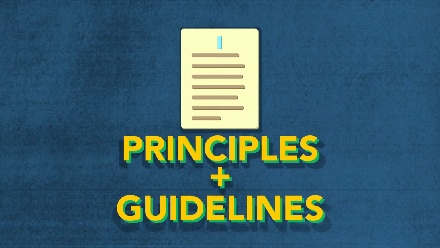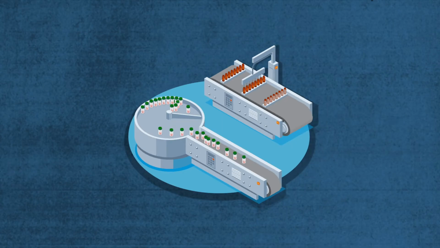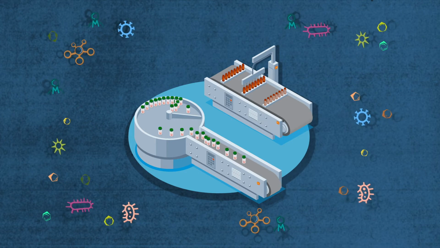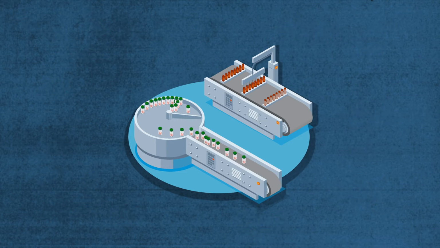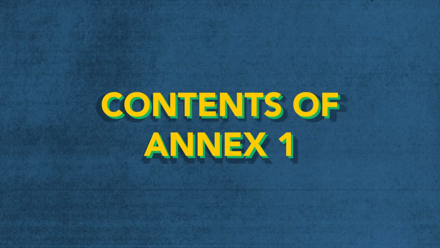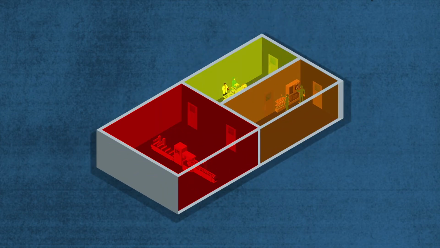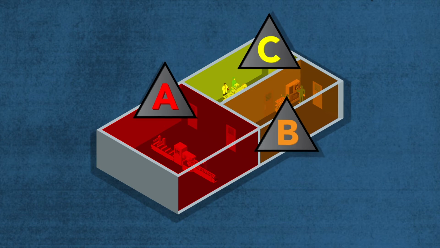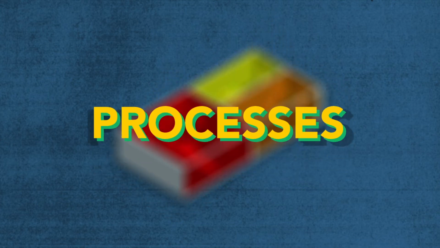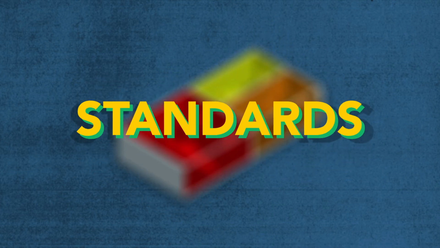It's common for some of the principles and guidelines in Annex 1 to be implemented in the production of non-sterile products, where the goal is to control and reduce the amount of contaminants. Annex 1 breaks down cleanroom areas into grades and defines which grade different processes fall under, as well as what standards each grade must adhere to.